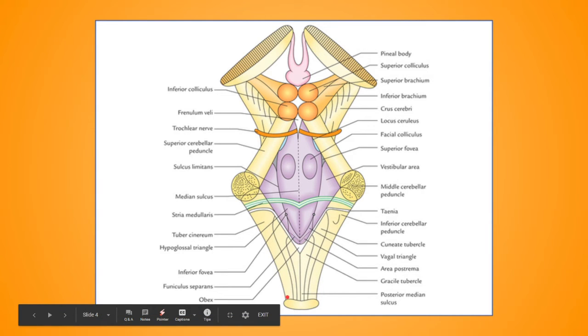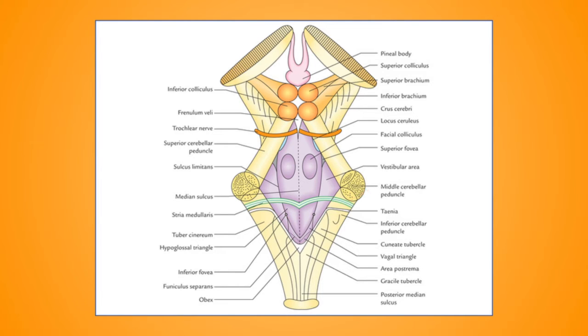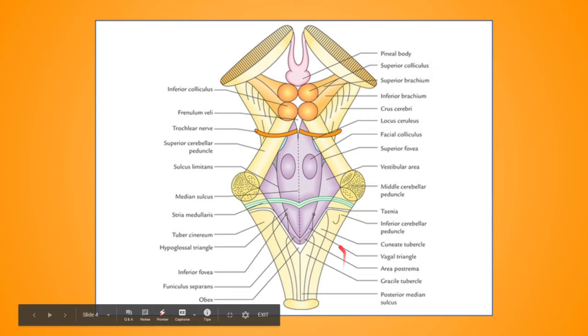This is the posterior median sulcus. Remember, this is the lower part of the medulla oblongata. The lower part of the medulla oblongata, like the spinal cord, contains the central canal, while in the upper part, as you can see, the canal widens and moves dorsally to form the lower part of the fourth ventricle. Thus, the medulla oblongata is divided into two main parts: a lower closed part and an upper open part.